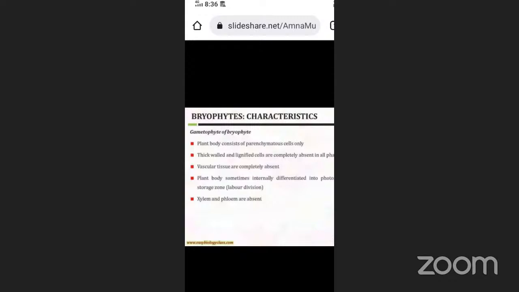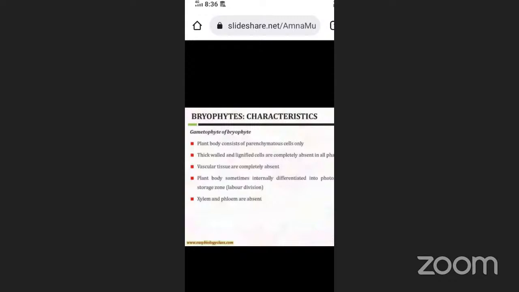Another one is the zygote. The archegonium then divides repeatedly, through multiplication, to form the multicellular embryo. The embryo obtains nourishment from the tissues of the gametophyte and develops as the sporophyte. This sporophyte has a basal foot, a middle seta, and an apical capsule.